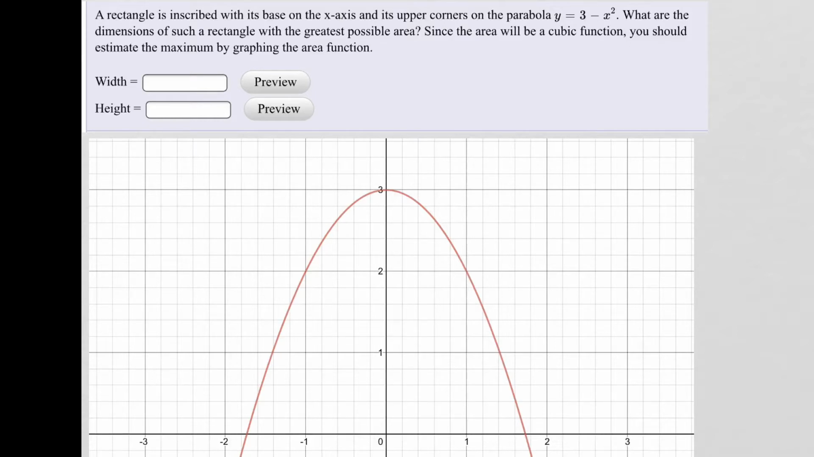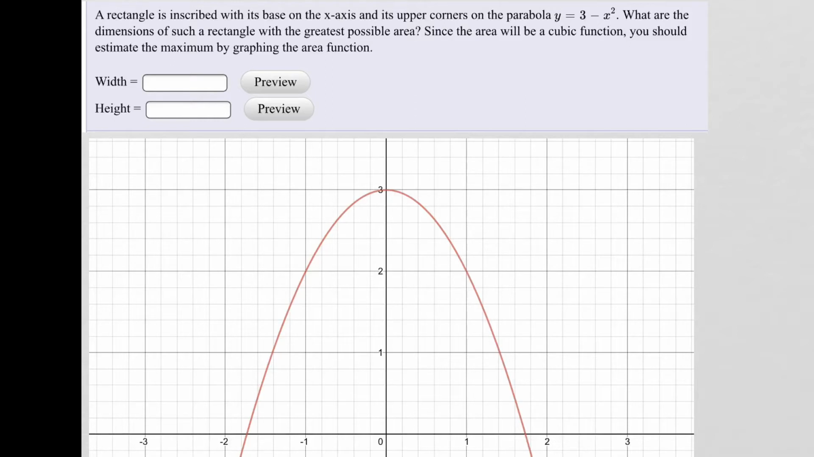Since the area will be a cubic function, you should estimate the maximum by graphing the area function. Okay, so what's going on here? What I did first, right below, you can see this, is I graphed that parabola, right? So that's 3 minus x squared. That's a graph of 3 minus x squared.